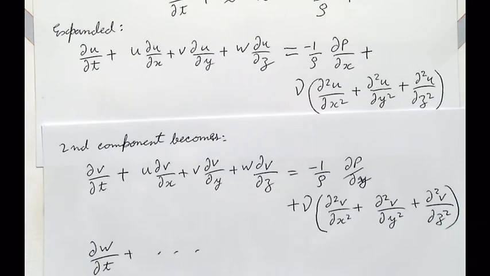All right, so with these Navier-Stokes equations, how many variables do we have? What are the things we are trying to solve for?